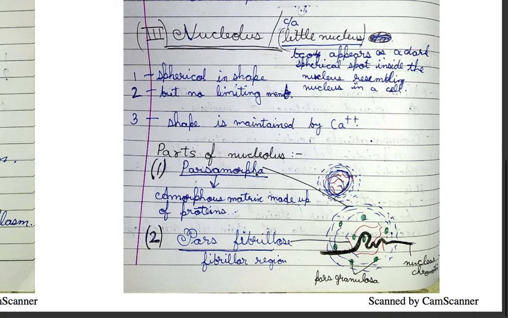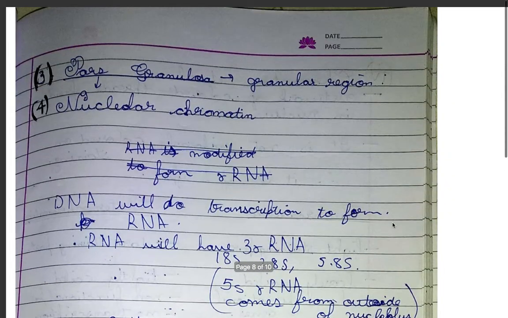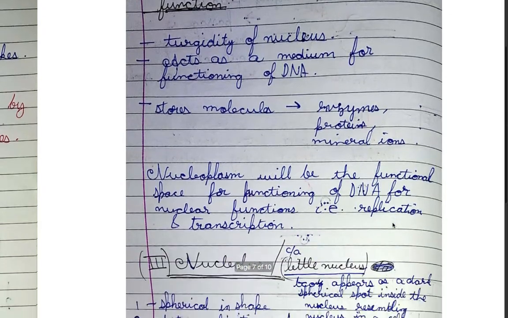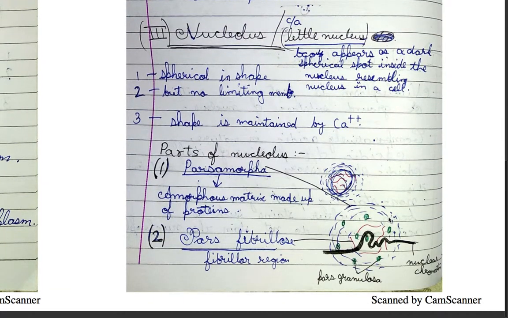Parts of nucleolus. Pars amorpha, that is an amorphous matrix made up of proteins. Then pars fibrosa, that is the fibrillar region. And then pars granulosa, which are granules present in this. And lastly nuclear chromatin, which is simply the DNA part that goes through it. This black one.